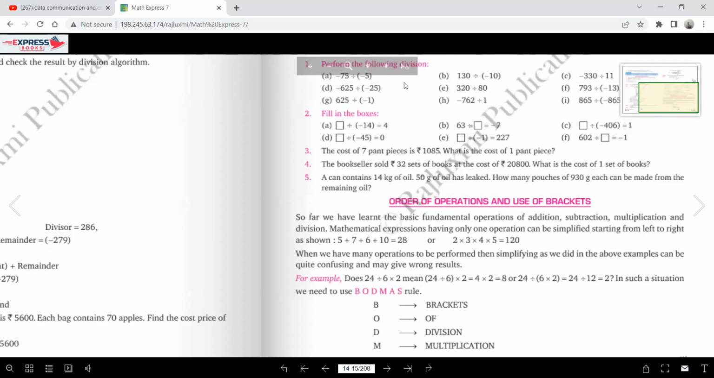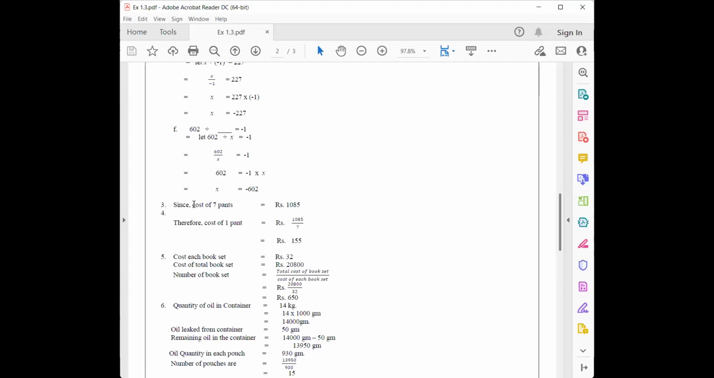You know that since the cost of 7 pant is rupees 1085, therefore the cost of 1 pant is rupees 1085 upon 7. So I just need to divide this number and I will get 155. So 155 is the cost of 1 pant. This is a very easy question. The same thing is asked here. It's question number 4. Actually, the order of the questions is disturbed, I think. So no problem in this.